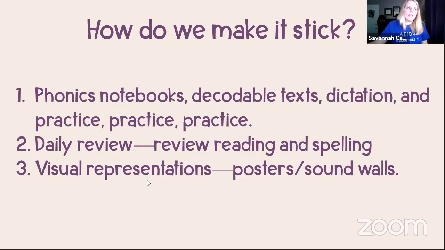All right, so the number one thing that I am recognizing our children need to make this stick is authentic practice. We have got to give our children plenty of opportunities to practice reading and spelling these words if we ever want them to get it. So I use a phonics notebook, and I will show you that. I use decodable text. I use dictation, and then we practice, practice, practice, practice.